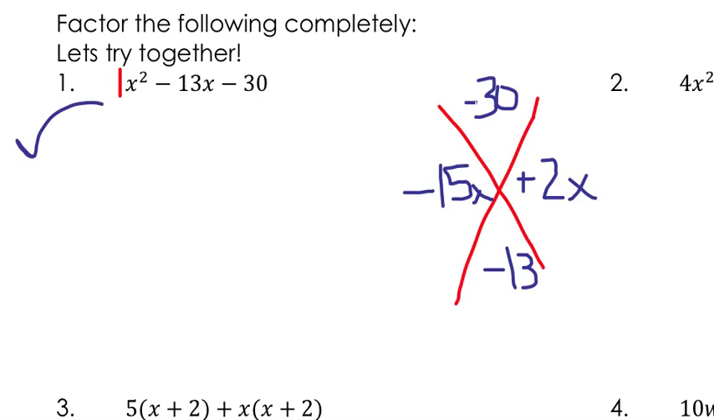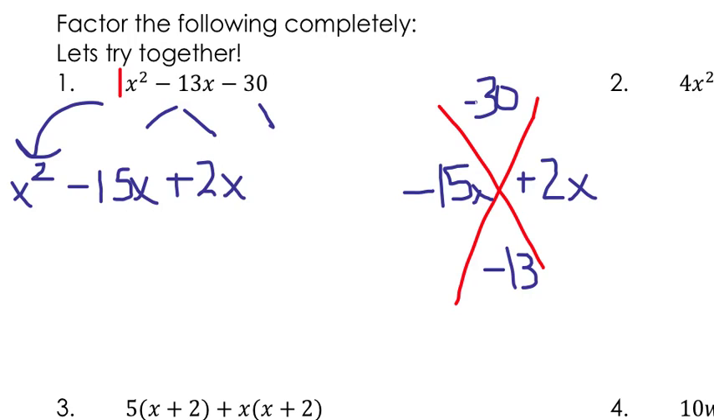So we're going to bring down our A term, so I've got my x squared. I'm splitting up that B term into my two numbers that I just came up with, my negative 15 and my positive 2. So that is my minus 15x, my plus 2x, and then I bring down my minus 30. From here, I can do my factor by grouping. So I'm going to group my first two terms, group my next two terms.